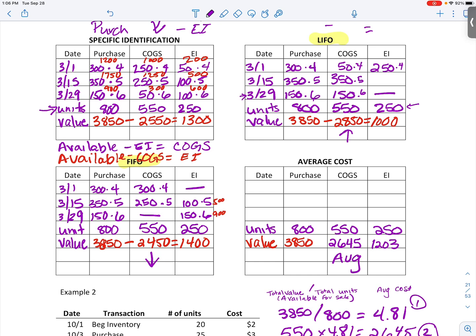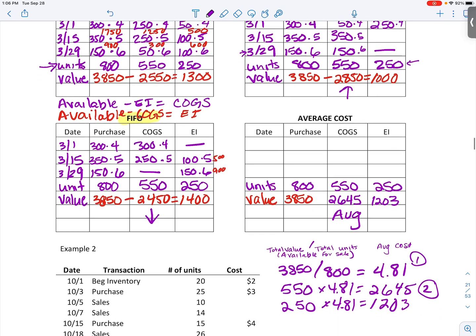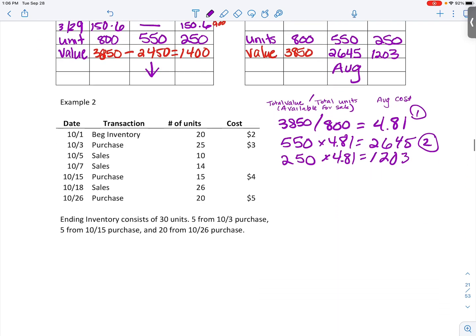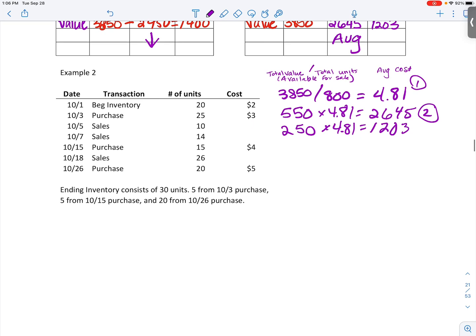Specific identification doesn't follow any of that because, again, it's based on what was actually sold. So I want you to go through, try to do this one on your own, and then come back and get some check figures from me. So I'll get you started on it because, again, we want to make sure we know the first thing is your goods available.